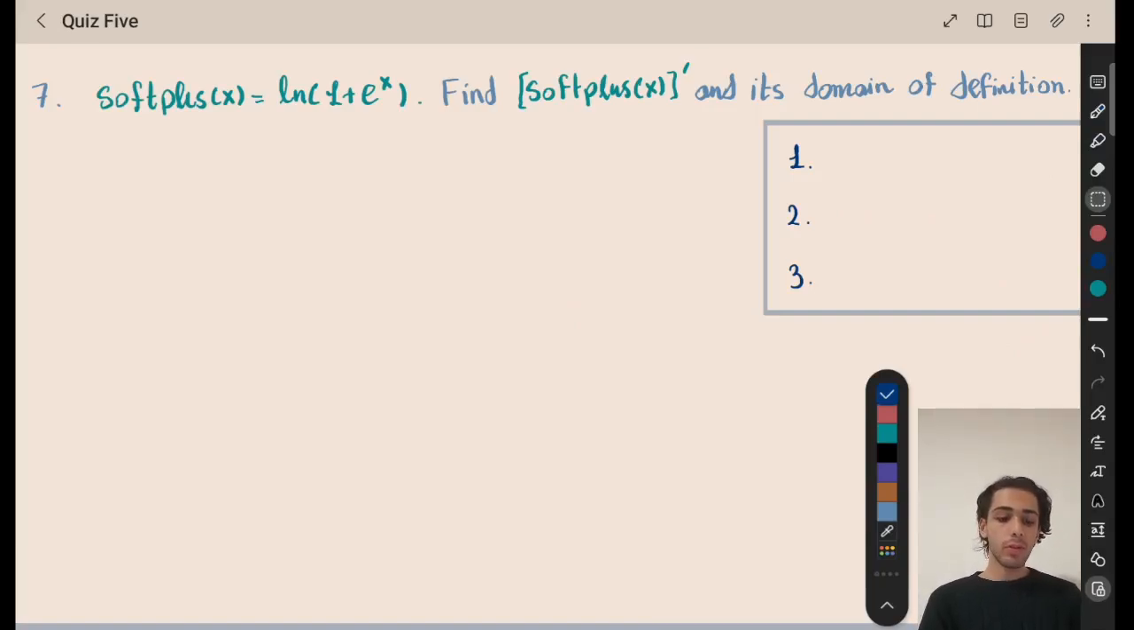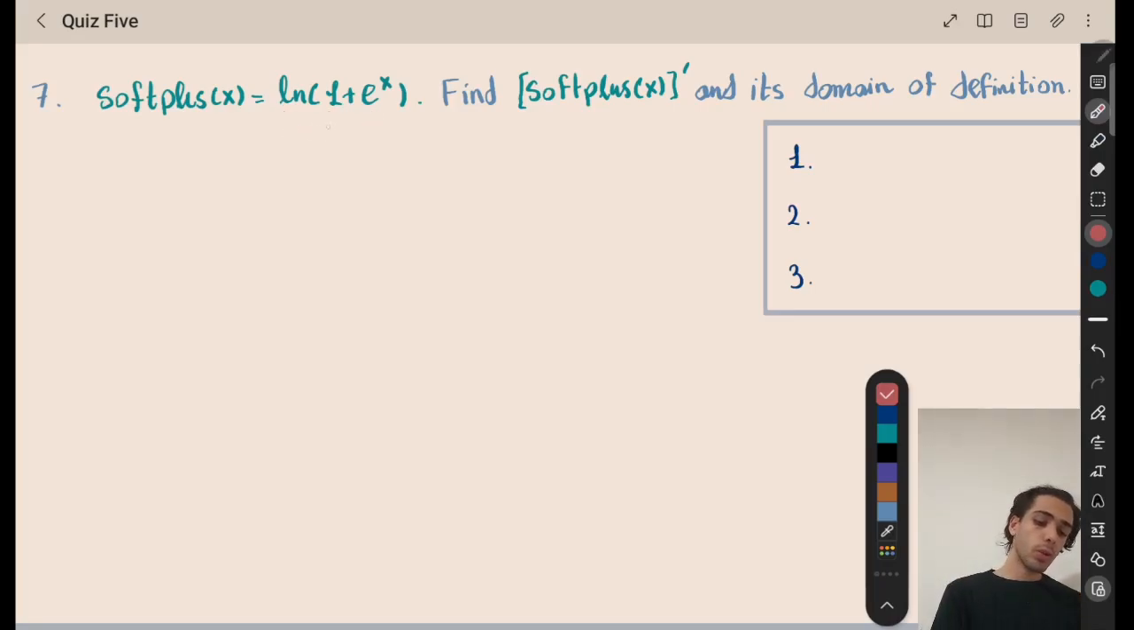Find the derivative of softplus and its domain of definition. So softplus is, just by looking, an initial observation, a composite function. So it's a function inside of a function: ln inside of 1 plus e to the x. Which means we need to know how to differentiate composite functions.